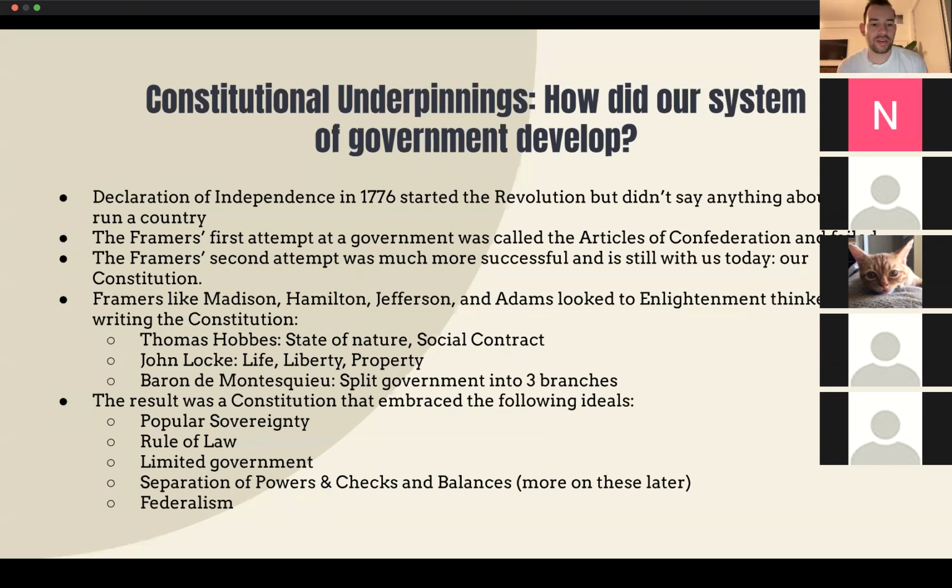So I'm going to pause right there and see if there are any questions on constitutional underpinnings before we get to talking about federalism. And so if you have a question, you can raise your hand, or you can turn on your camera and ask away, and I'll wait 15 seconds to see if there are any questions.